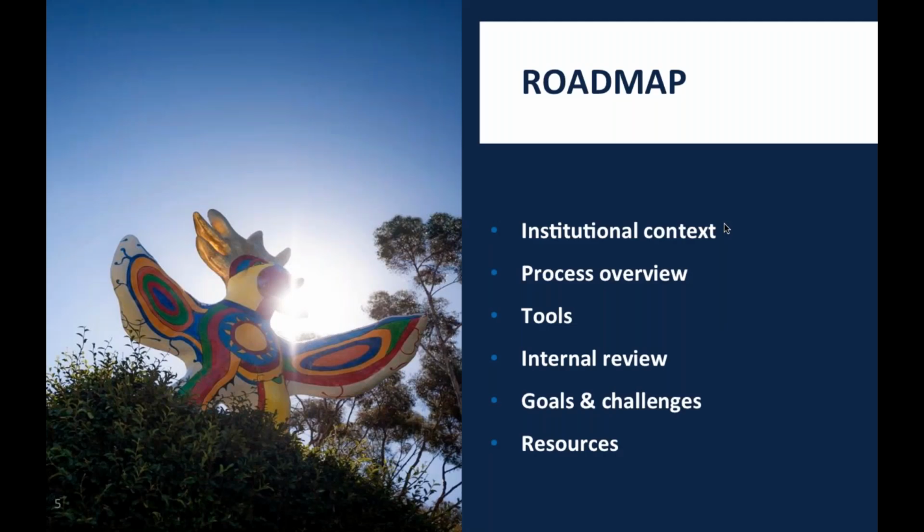I thought I'd talk quickly about 6 aspects of our process at a high level: a bit of background on our institution, how our process looks from a bird's eye view, some of the tools we use, how we structure our internal review, the goals and challenges that we're working on right now, and then some of the resources that I turn to. After that, I'd be happy to go into further detail on any aspect. Next slide.